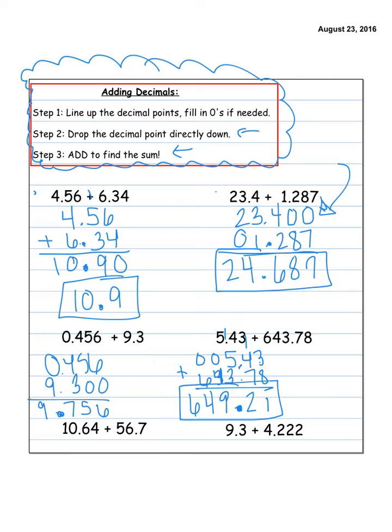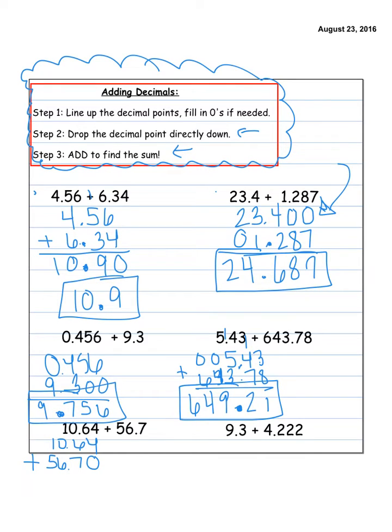649 and 21 hundredths. Notice that it's nice and neat. And then at the end, I circle or I square my box. Okay, 10 and 64 hundredths plus 56 and 7 tenths.